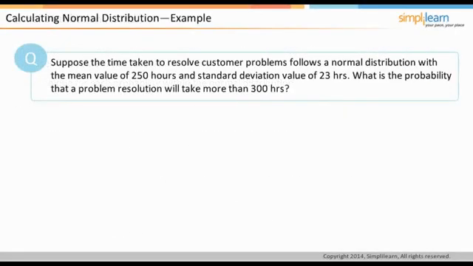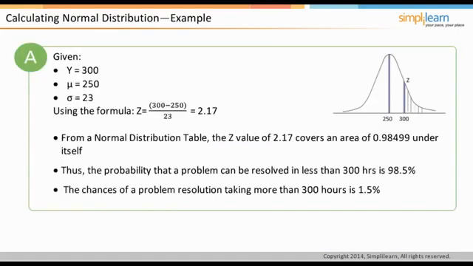Suppose the time taken to resolve customer problems follows a normal distribution with a mean of 250 hours and standard deviation of 23 hours. Find the probability of a problem resolution taking more than 300 hours. Click the button to know the answer. In this case, y is equal to 300, mu equals 250, and sigma equals 23. Applying the normal distribution formula, z is equal to (300 minus 250) divided by 23.